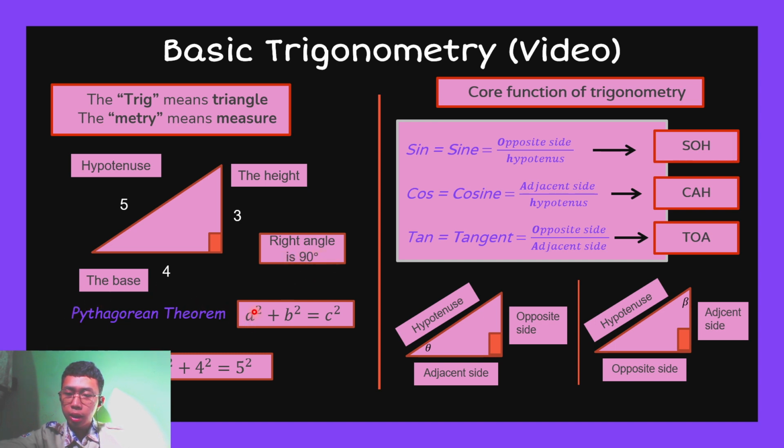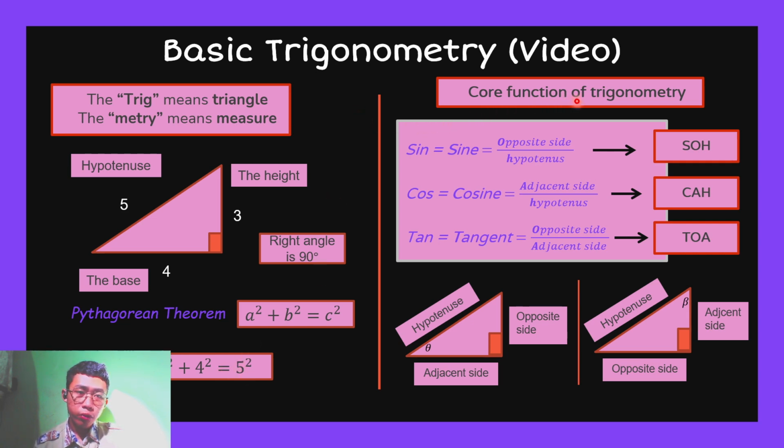The Pythagorean theorem is a squared plus b squared is equal to c squared. A is the height, b is the base, and c is the hypotenuse. So 3 squared plus 4 squared is equal to 5 squared.